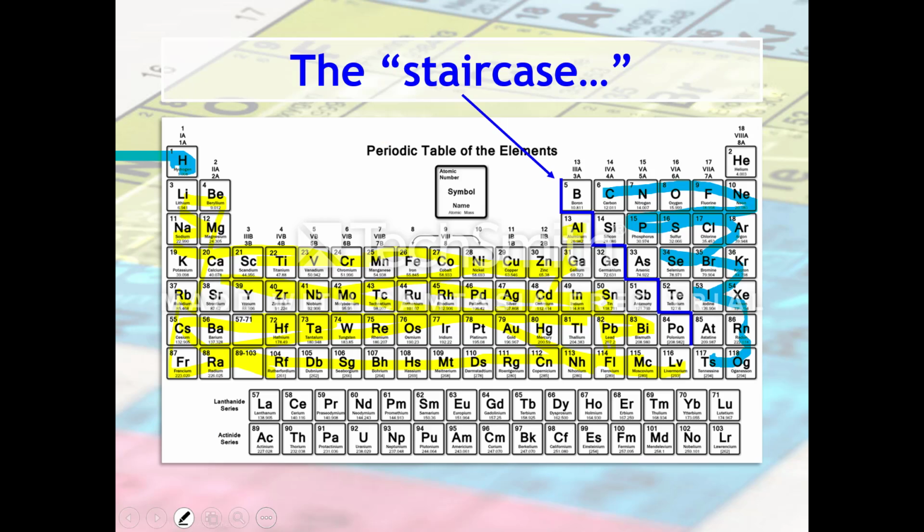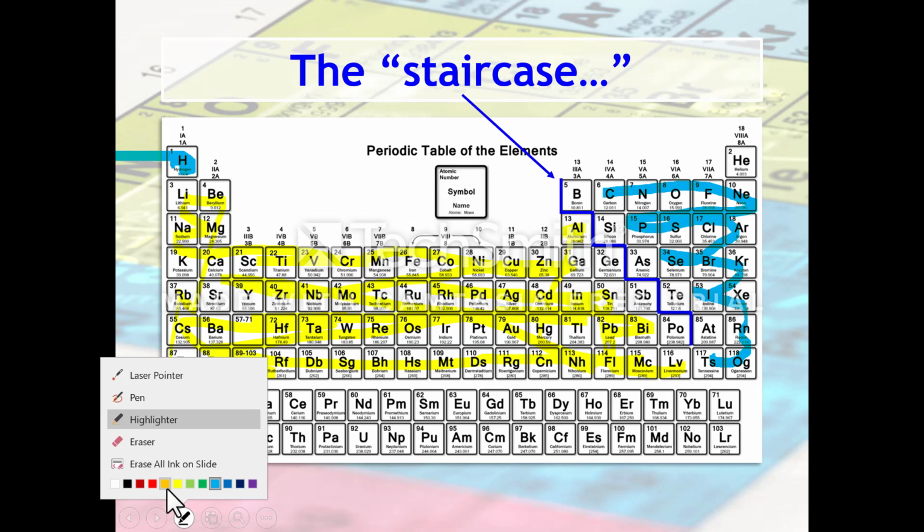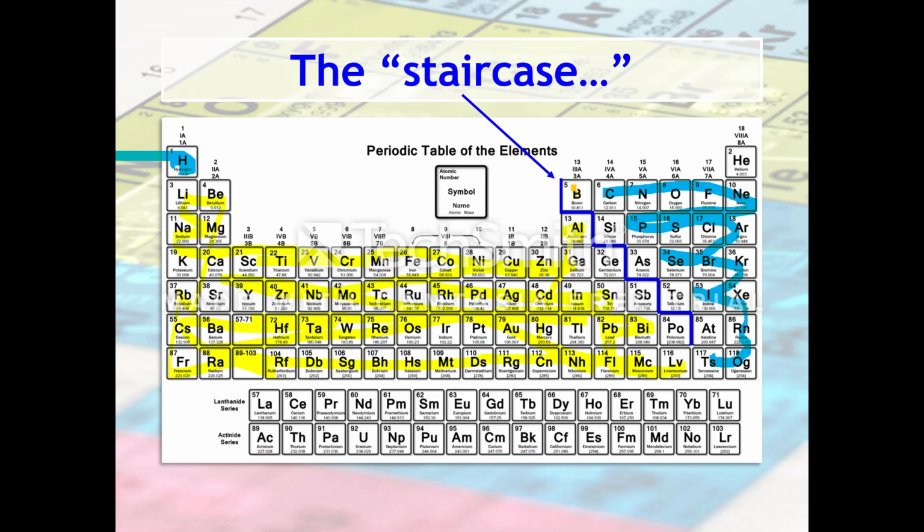Now our metalloids touch the staircase. So you need to know this. Okay, metalloid. See, it's touching that staircase that we drew in here. Metalloid. Alright. And I did not highlight helium. Let me just do that for some clarification. Okay, this is a nonmetal.